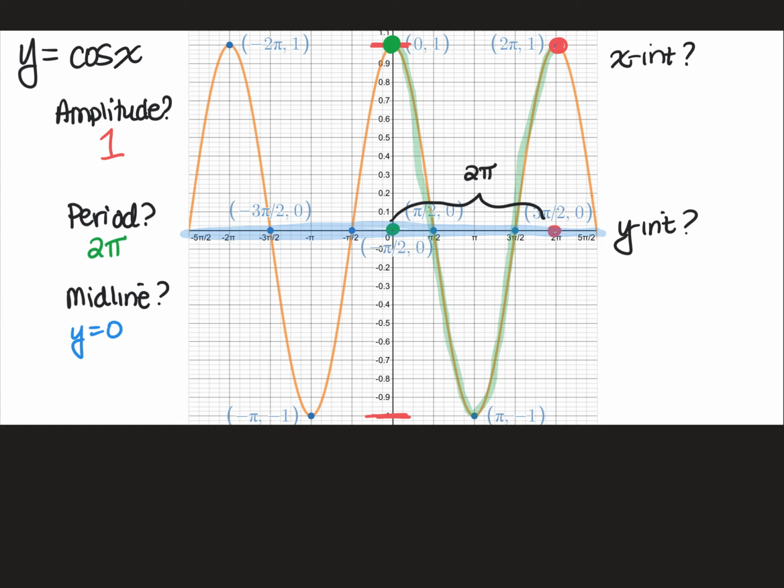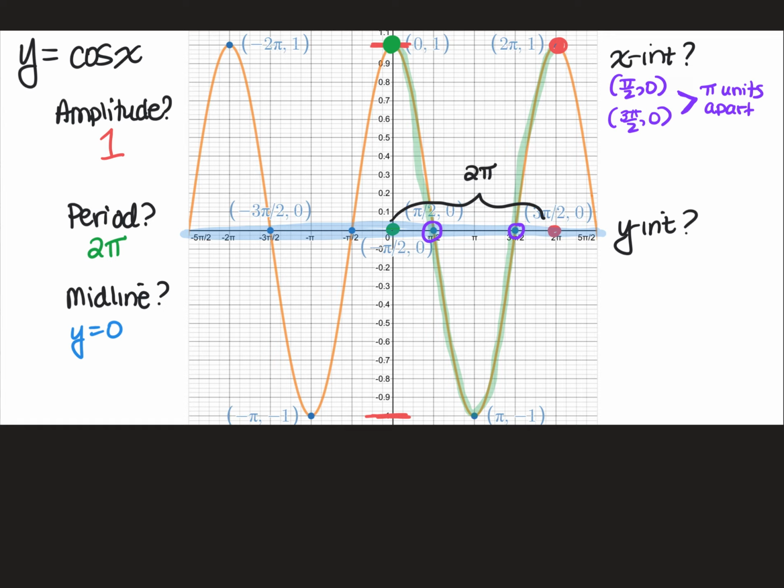Finally, x-intercept, let's just identify maybe 2 or 3 of them here for a moment. An x-intercept that we can easily identify is pi over 2, 0. We have 3 pi over 2, 0. And what I want you to notice is how far apart these are. These are pi units apart. That's going to help us write a generic x-intercept.